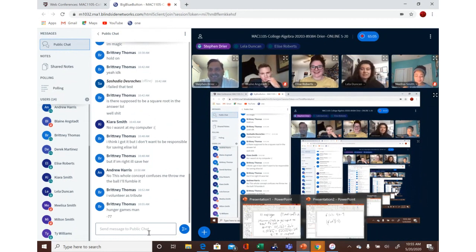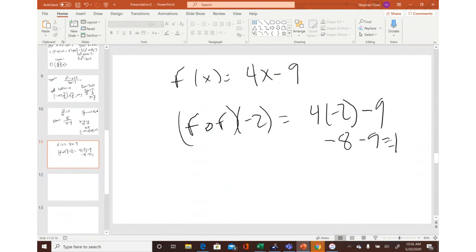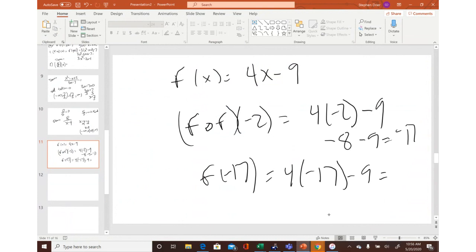Yeah. Let's take a look. F of -2: 4 times -2 minus 9. 4 times -2 is -8, minus 9 is -17. Is that correct? Now you're going to find F of -17. Four times -17 minus 9. -68 minus 9 is -77.